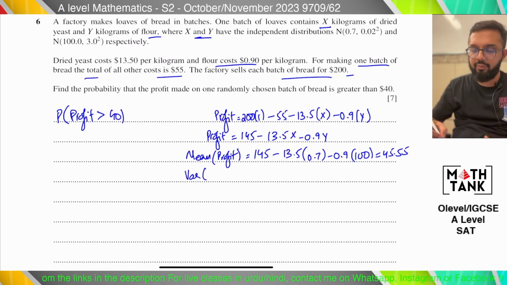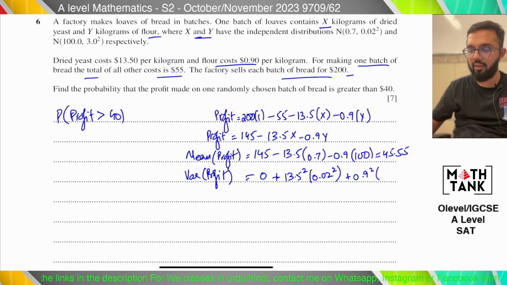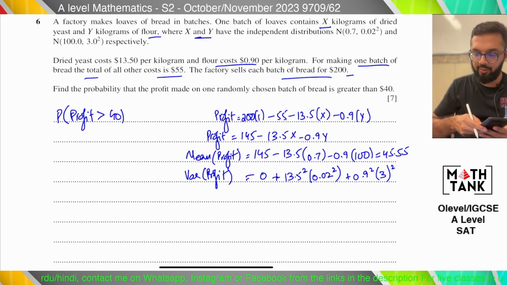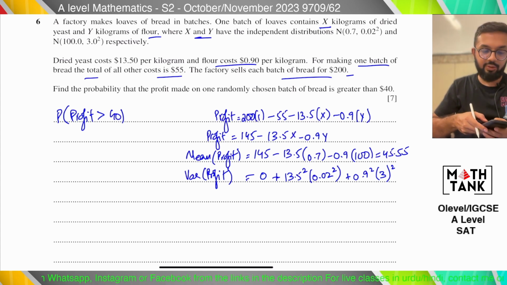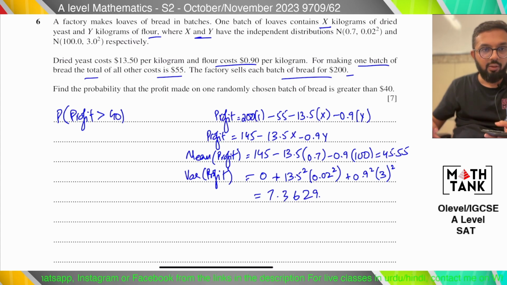Then the variance of profit. Constants don't affect the variance, okay? But subtraction also doesn't affect the variance. So 13.5 squared times 0.02 squared plus 0.9 squared times 3 squared. 3 squared and 0.02 squared were there in the question. Because these are multiples, 13.5 has been squared plus 0.9 squared times 9, giving 7.3629.